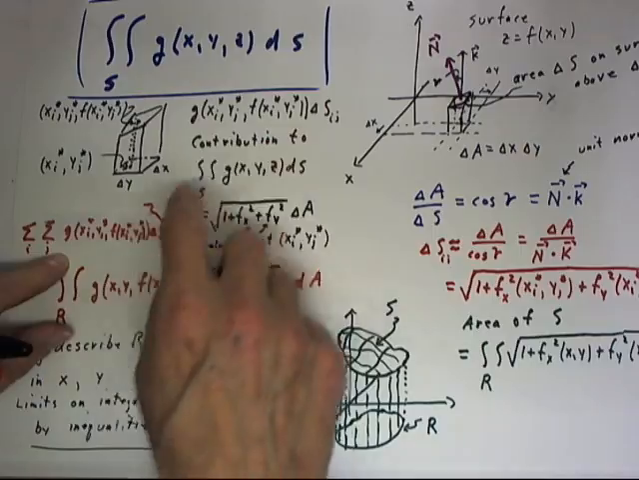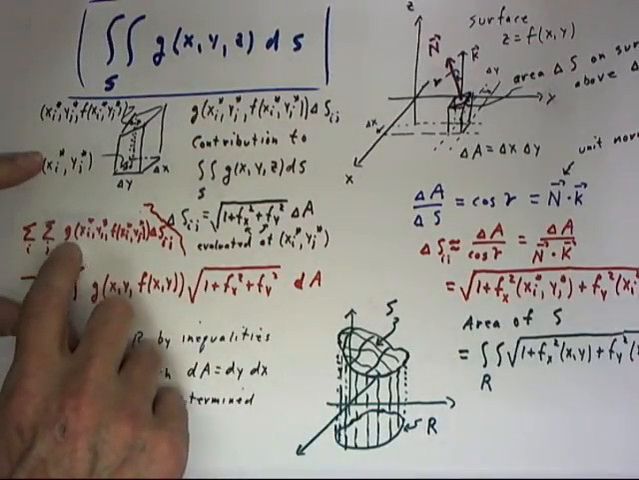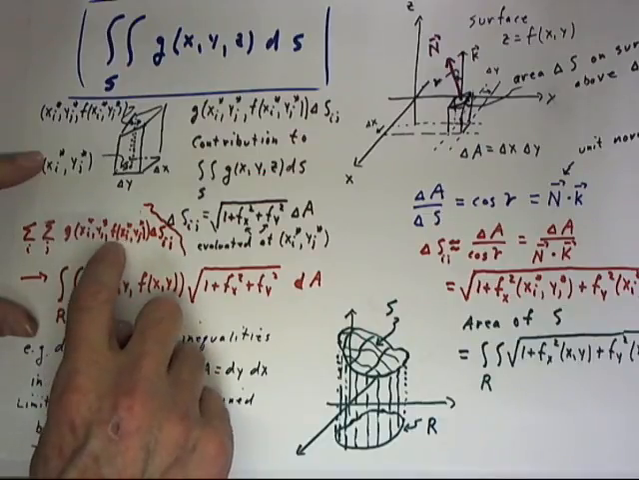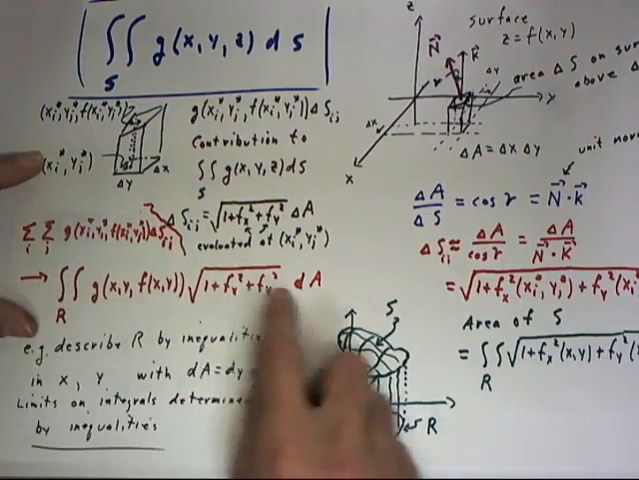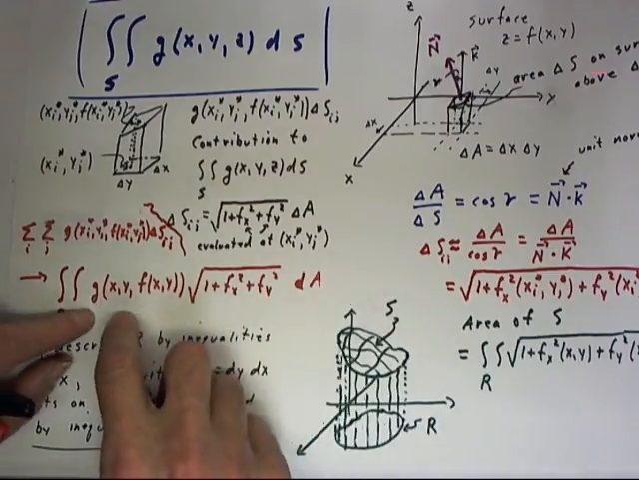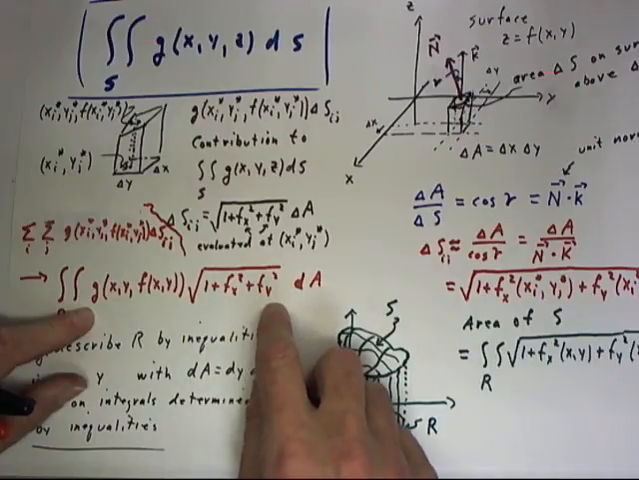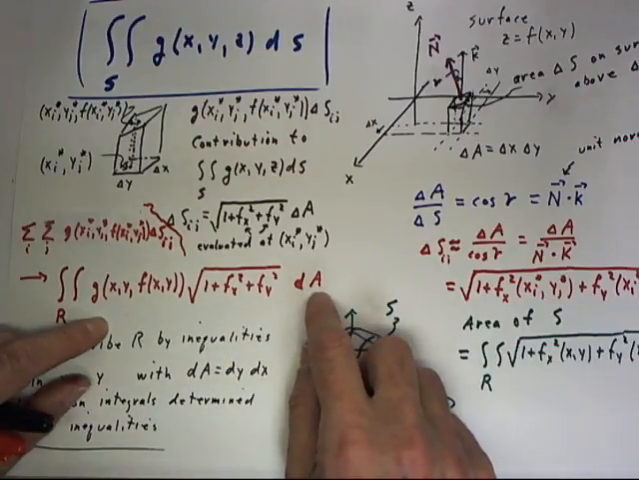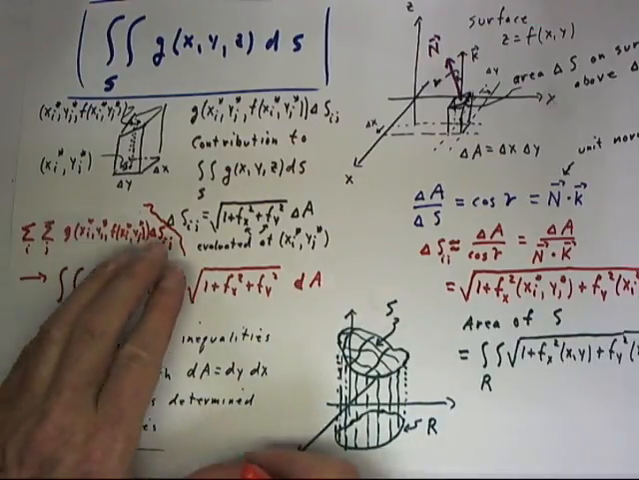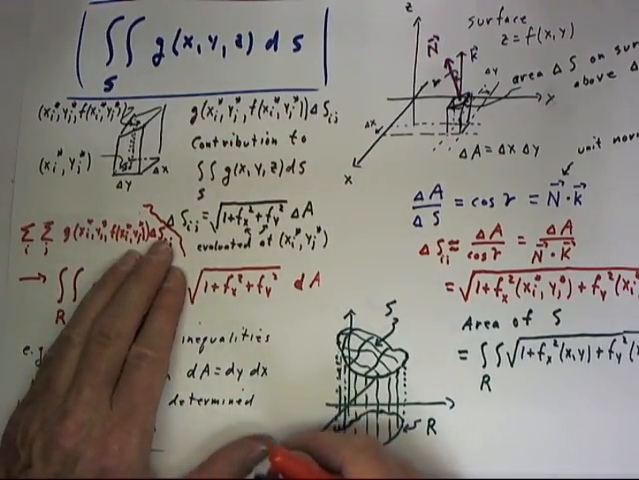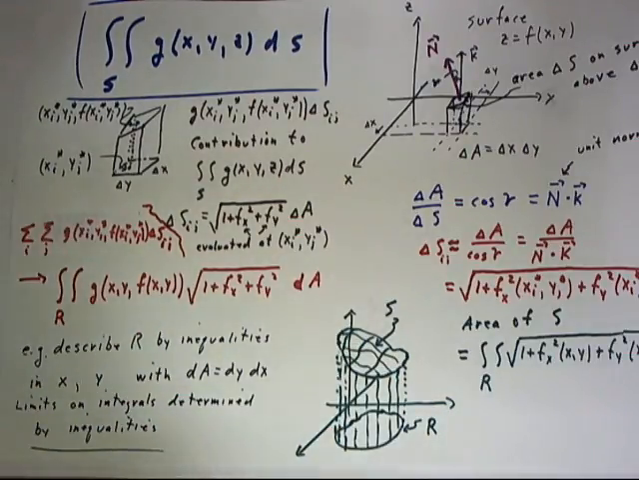Okay, it doesn't look too pretty, but we had the delta Sij here, and we should have had the g in front of that. So we're trying to sum up these contributions. So this sum of g of xi star, yj star, f of xi star, yj star, times delta Sij approaches the integral of g of x, y, f of x, y, times the square root of 1 plus fx squared plus fy squared dA. In other words, this just looks like our surface area integral if the g function isn't there, but the g function is there for the reasons we've outlined here.